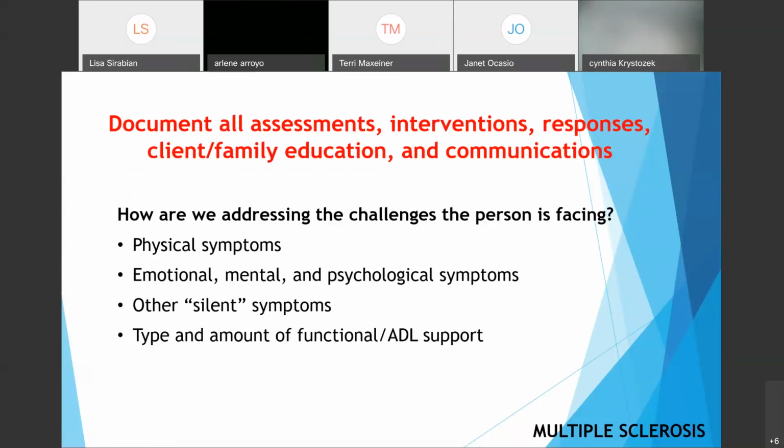So how are we addressing the challenges for this particular person? The physical symptoms, the emotional, mental, and psychological symptoms, other silent symptoms, and then of course the type and amount of functional and ADL support necessary.